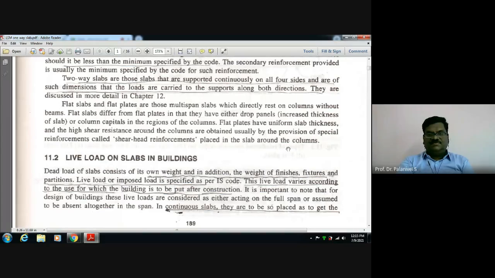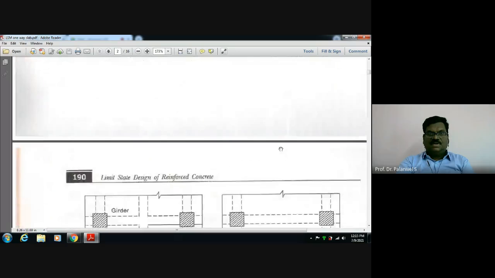Sometimes you may be asked to distinguish between a flat slab and a flat plate, or what is a one-way slab or two-way slab. In the complete examination, you will be asked to distinguish them or give explanations for them.